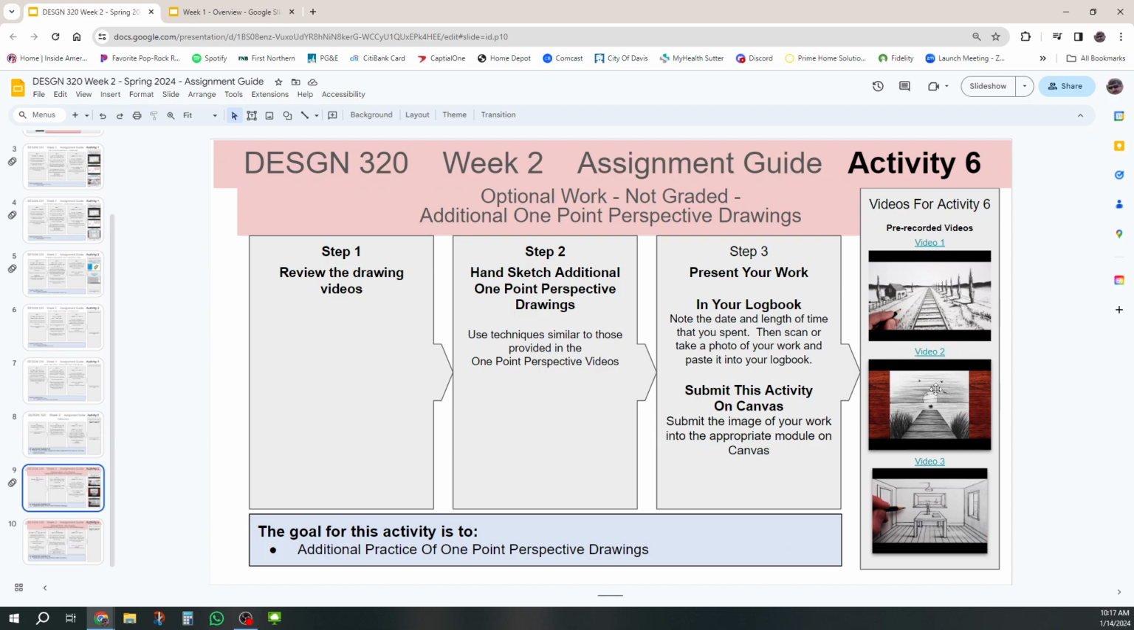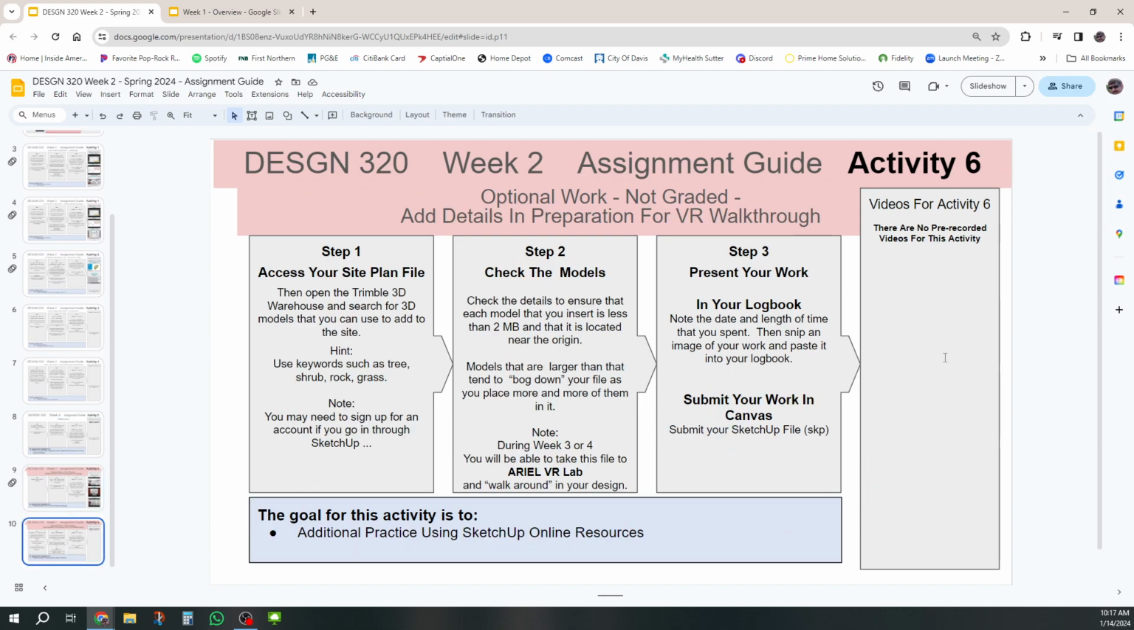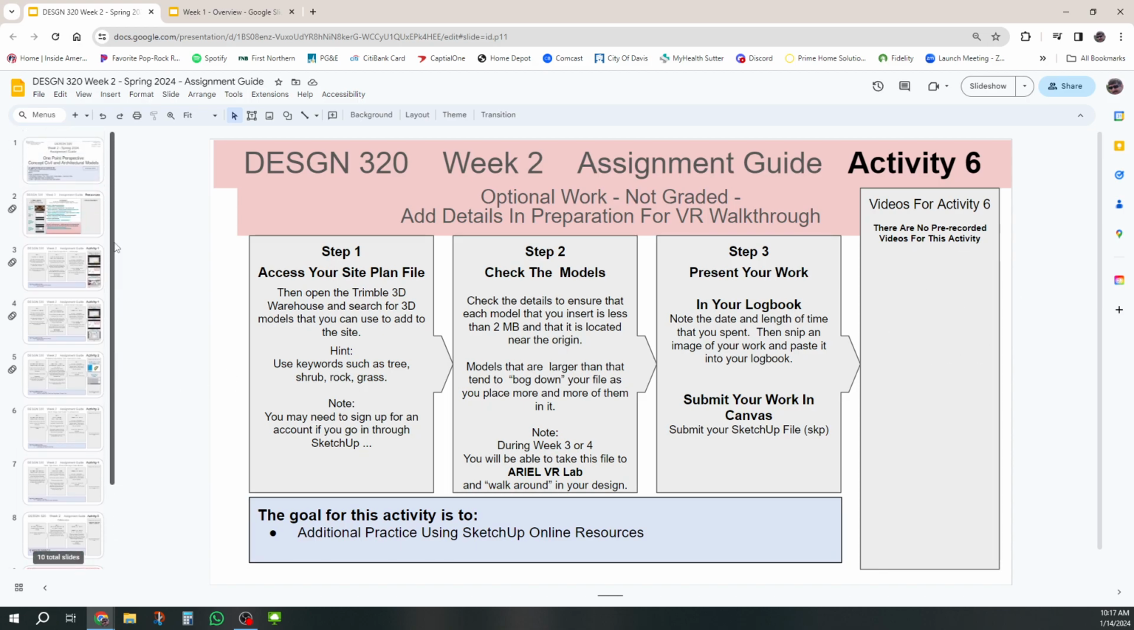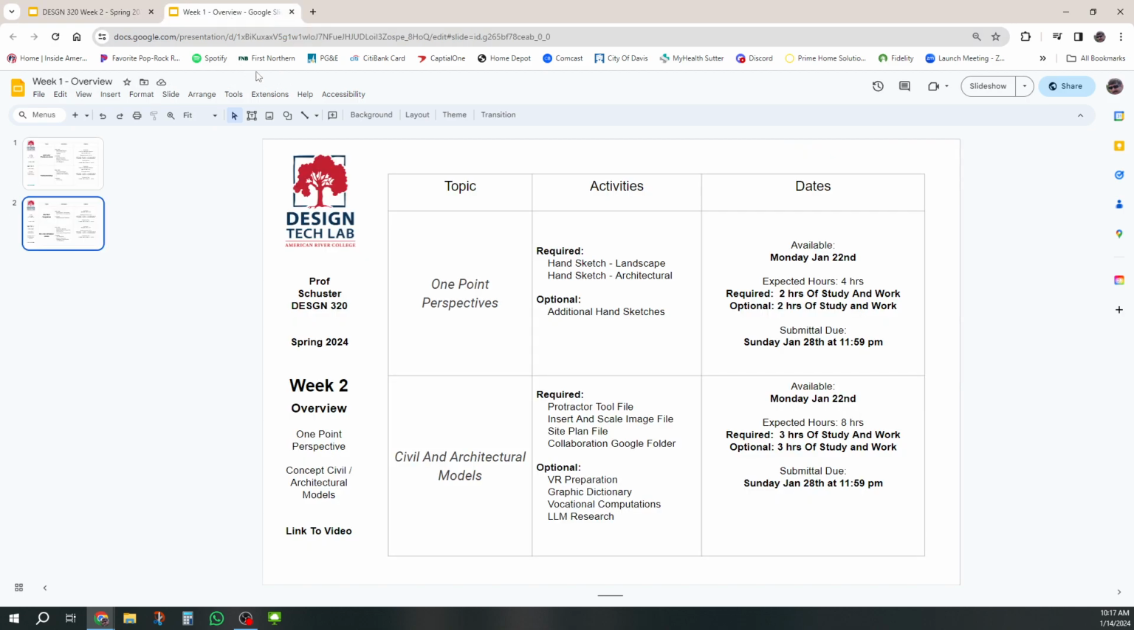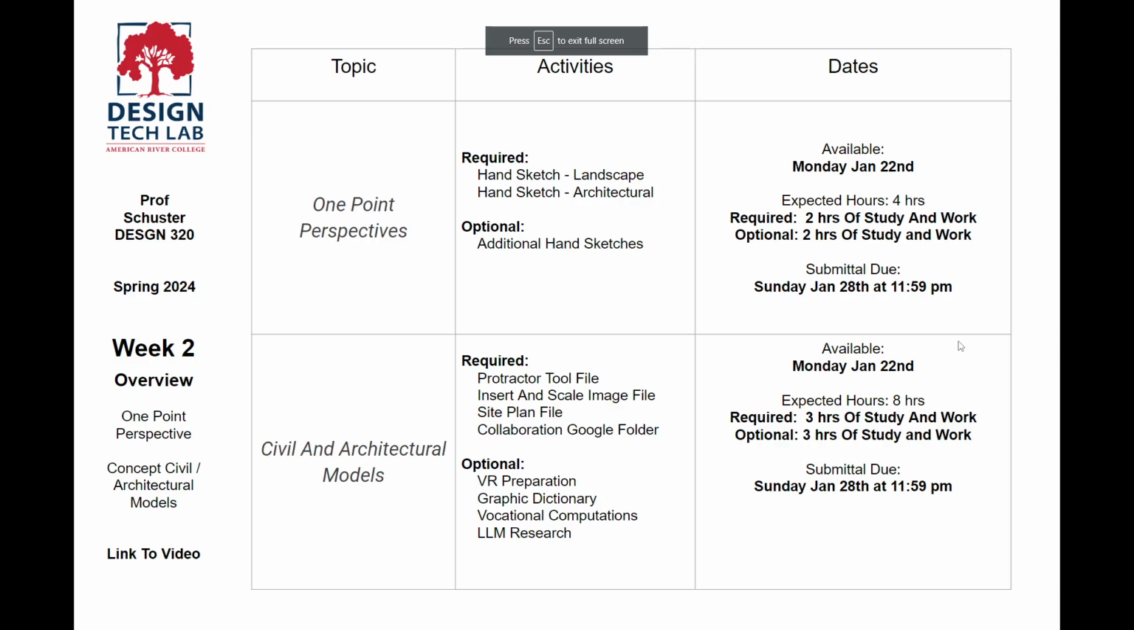Here's your optional work to do, and there's no videos for this one. So that's where you're going to find the information. All right, so there we go. That's your overview for week 2, 1-point perspective, concept, civil, and architectural models.